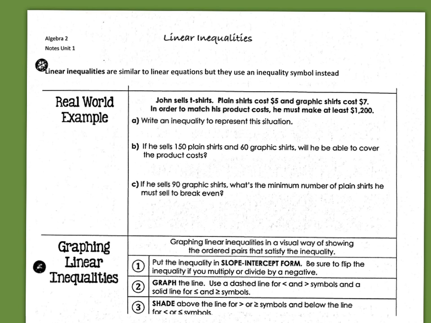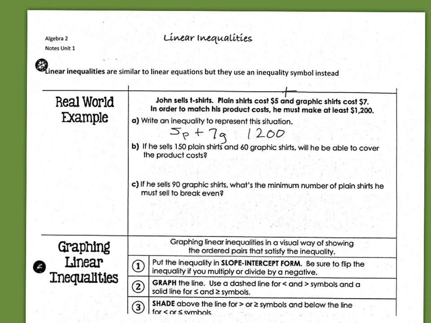So we've got John sells t-shirts. Plain shirts are $5 and graphic shirts are $7. In order to match his product costs, he has to make at least $1,200. So when you read this, you can see that we have 5 plain, so I'm just going to call this 5P, and it's a plus. He's got graphic t-shirts that cost 7, so I'm just going to call this G. And then we have this $1,200.